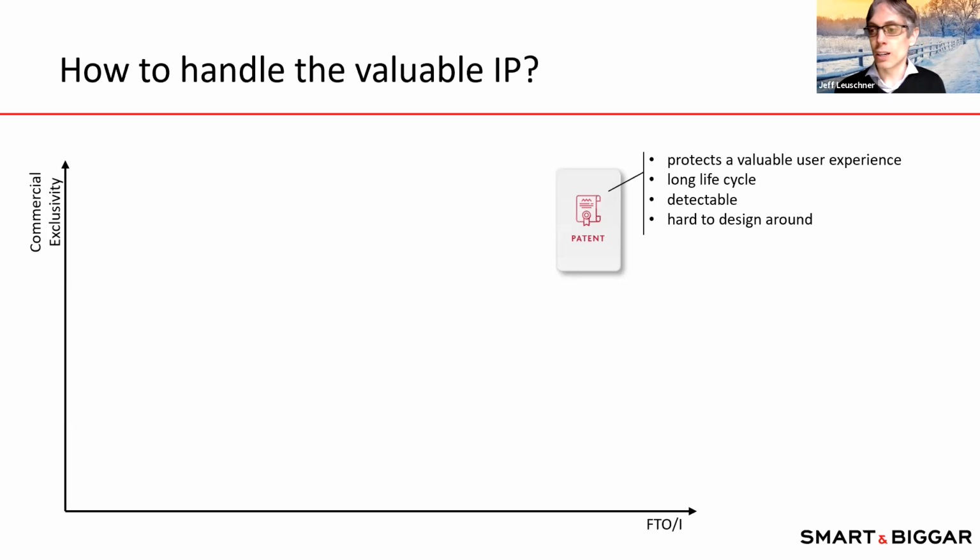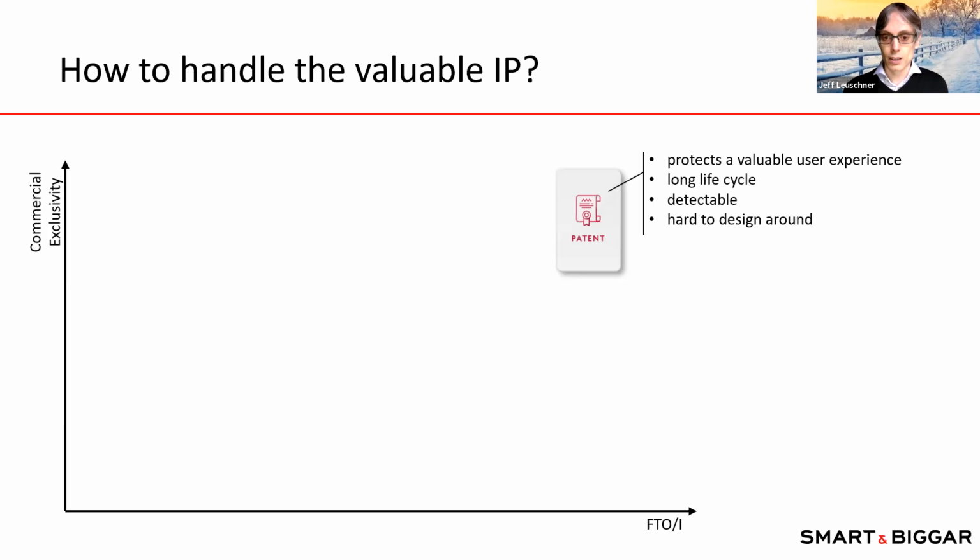Guess what? Amazon one-click had all that. They protected the one-click user experience. It's a long life cycle. It's going to be around forever. It's easy to detect because it sits just underneath the surface. You know if someone's doing one-click. And it was patented in a way that was hard to design around.